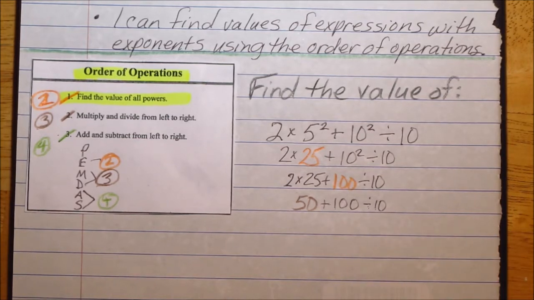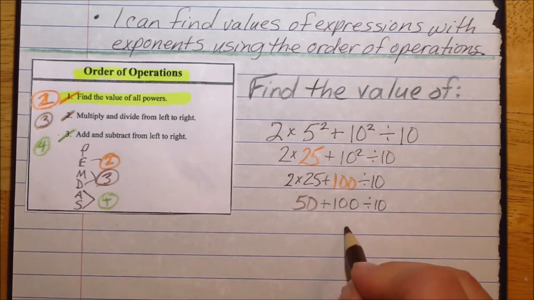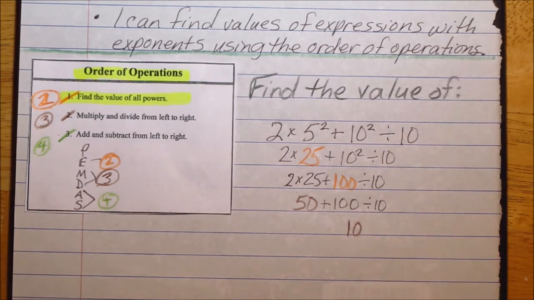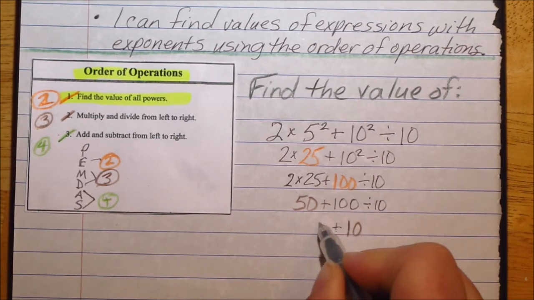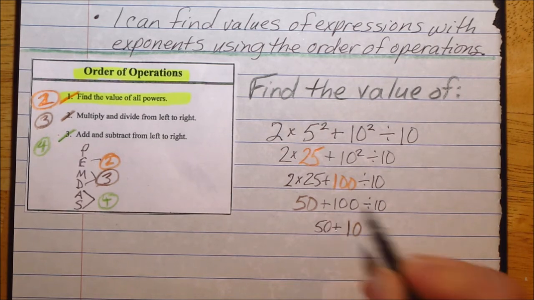All right. Still looking for any multiplication and division left to right. I can't add 50 to 100 because this is an addition that I cannot do until I've solved all of my multiplication and division. And I have a division problem right here. So 100 divided by 10 is 10. So I write that down and bring down the rest of the equation.